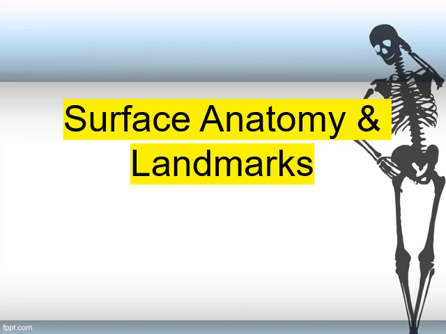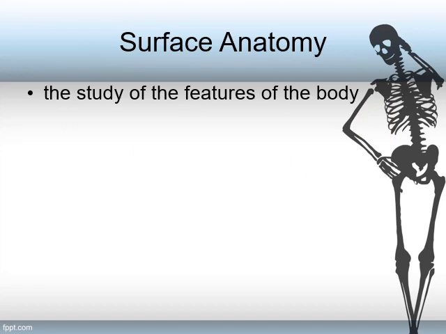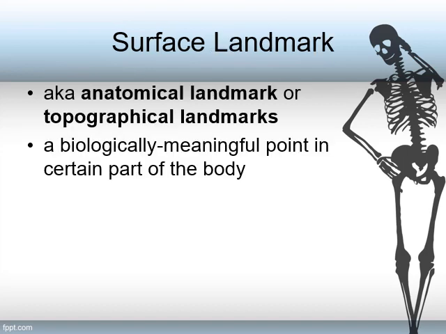So we are now on the surface anatomy and landmarks. Surface anatomy is the study of the features of the body, especially the features that are very important and are most commonly used in our field in radiologic technology, especially during positioning of our patients for radiographic examinations. While surface landmarks, sometimes in other reference books, are referred to as anatomical landmarks or, in other books, topographical landmarks. It is a biologically meaningful point in a certain part of the body.